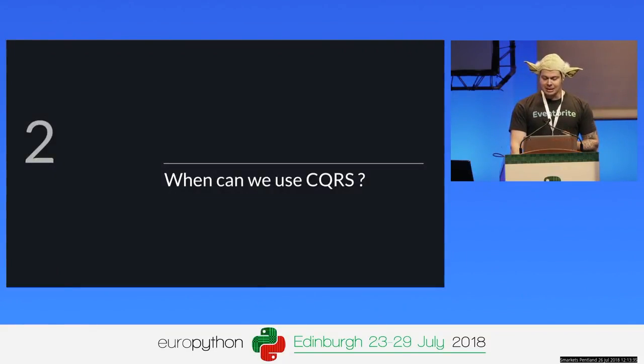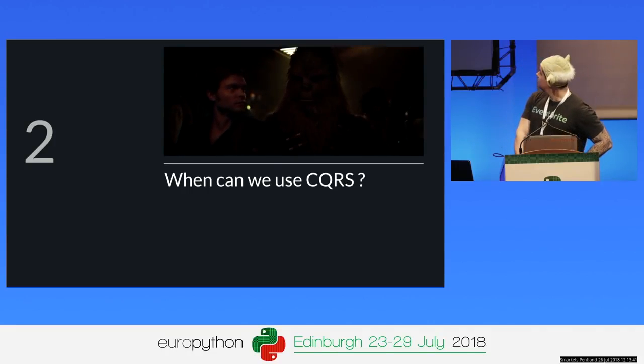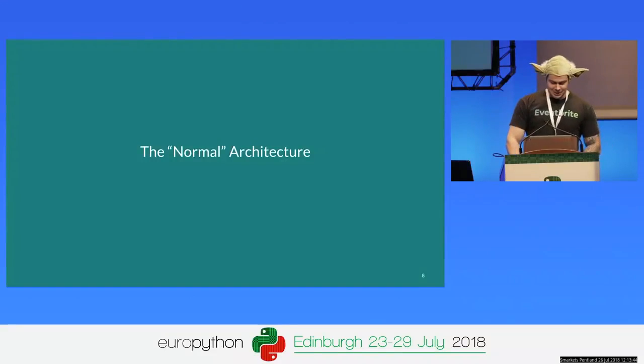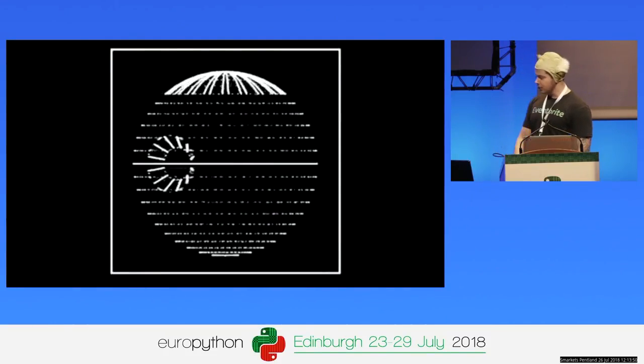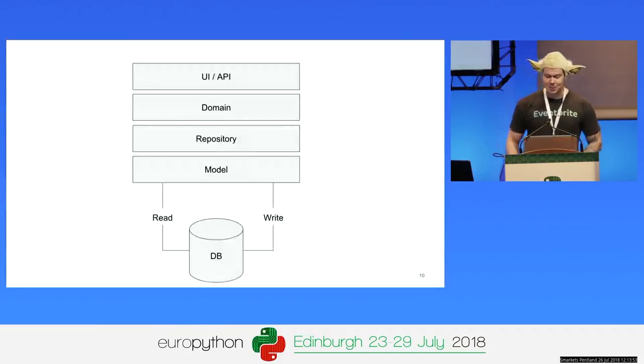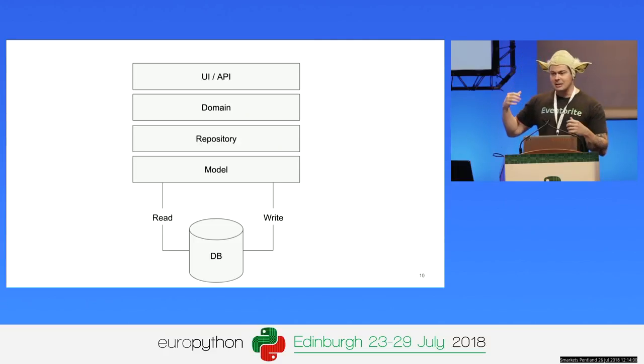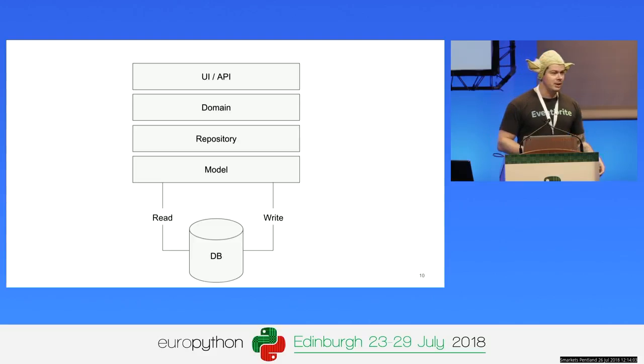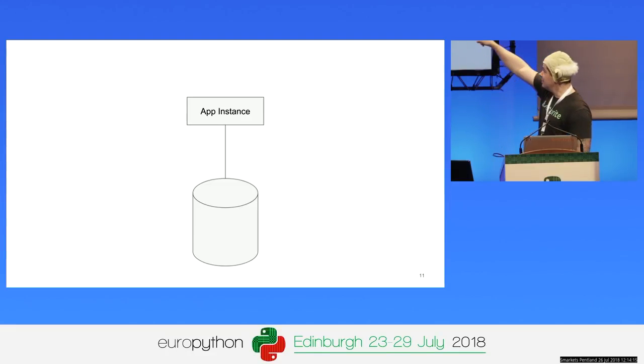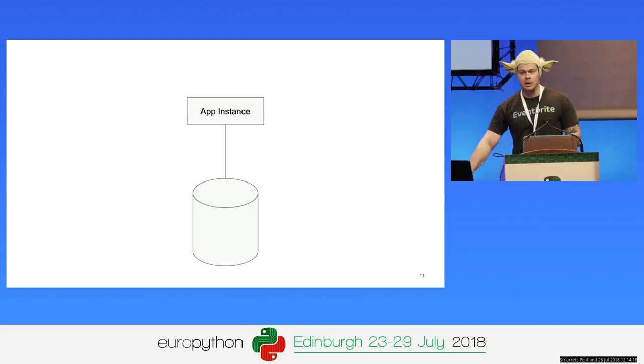So, when can we use CQRS? There is a Chewbacca. I love Chewbacca. He's fun. So, the normal architecture. Thinking of the normal application architecture. No, it's not this architecture. This one. There is a UI or API, a domain, a repository, a model that's responsible to connect with the DB and to write and to read stuff, and there could be a controller or something like this. It is our Bootstrap application. So it's an instance of my Bootstrap application, and it's connected with my storage.